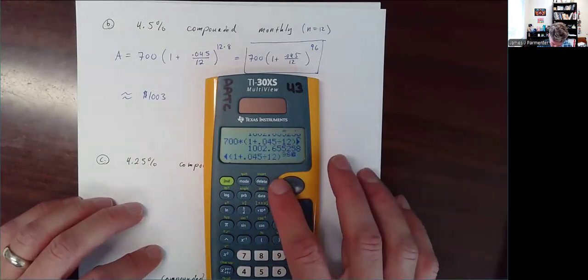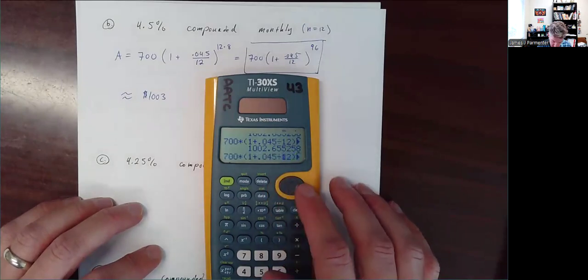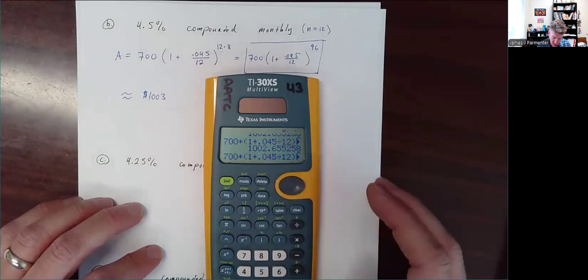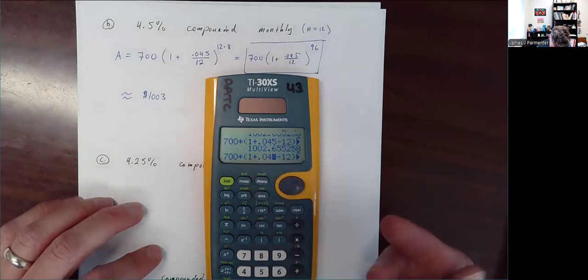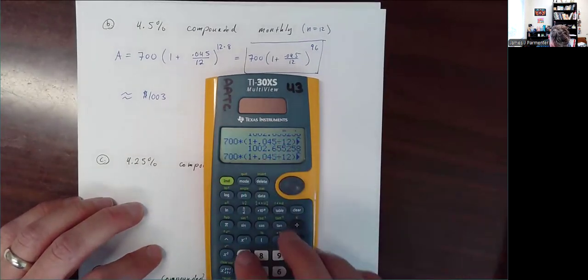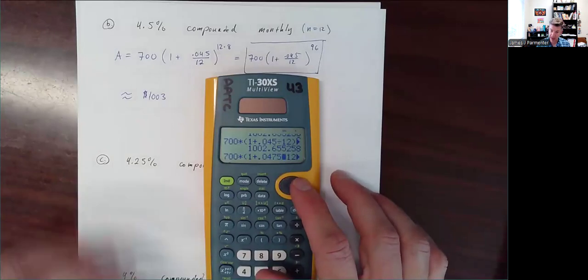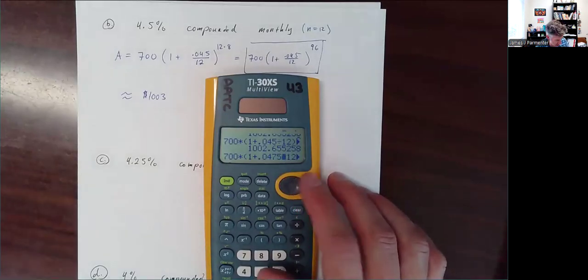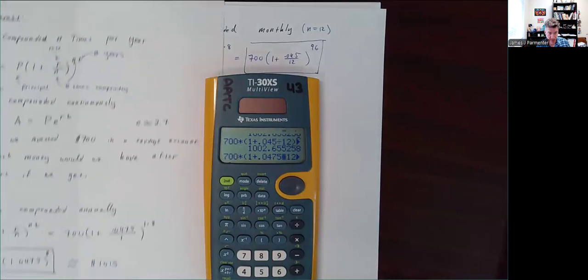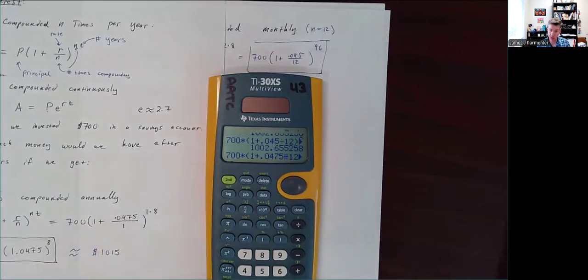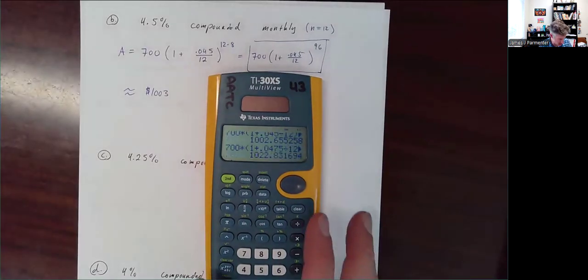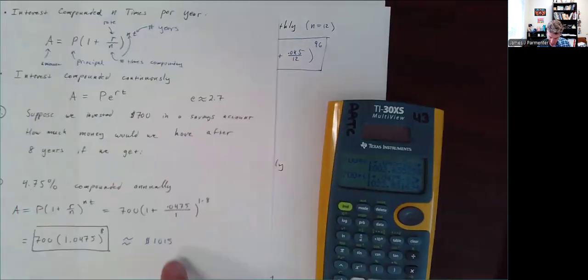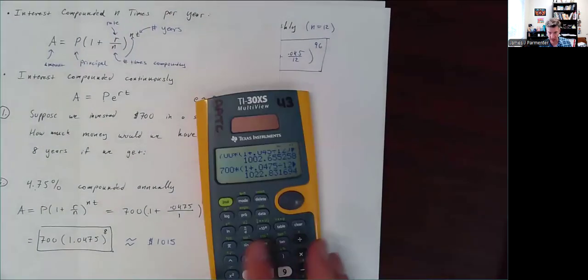So it gave me again 700 times 1 plus 0.045 divided by 12 to the 96th power. I'm going to change that 0.045 to 0.0475, so I'm going to insert a 7 right there. Now it's not the question that was being asked, but I'm just curious if I took my 4.75% interest rate and compounded it 12 times per year instead of 1 time per year, I'm going to end up getting $1,022, which is a little bit more than $1,015. Actually, I should say 1,023 because I should round up.